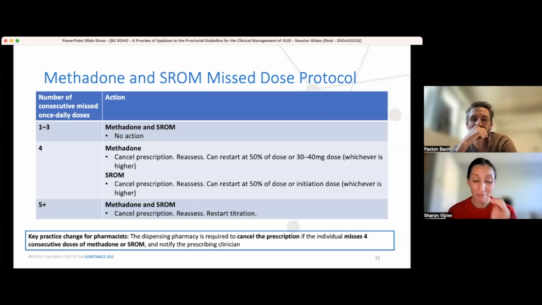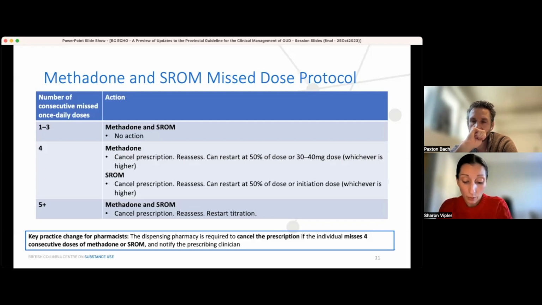If there are 4 missed days, so 4 consecutive once-daily doses, please consider dose reductions. For methadone, the script is canceled. There's a reassessment and the dose is restarted at 50% or 30 to 40 milligrams, whichever is higher. What that means is that on the 5th day, the patient could receive 50% of their dose, or 30 to 40 milligrams, after assessment by the prescriber.